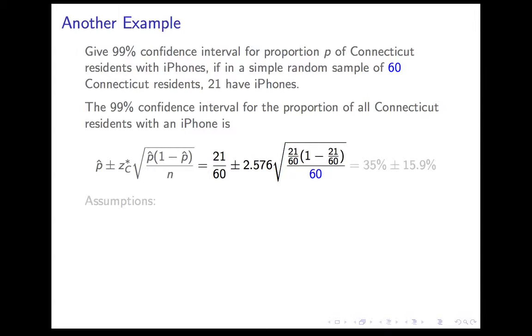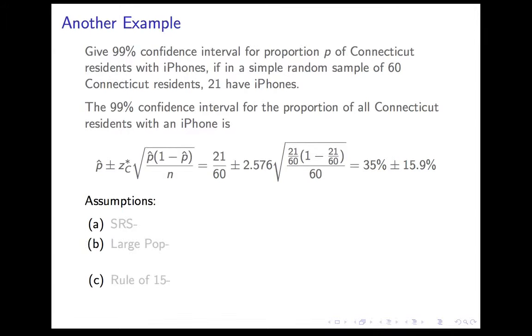I will leave you to do the Excel or calculator, but make sure that you do it and get the same answer as me. We end up with 35% plus or minus 15.9%. Notice in our last example, we had a sample of about 1,000, and we had a margin of error of 2.5%. Those are pretty typical numbers. This is a much smaller sample, and also the 99% makes for a bigger margin of error. We need a bigger target if we need to be 99% sure of hitting it. So you see a very large margin of error, 15 or 16%.